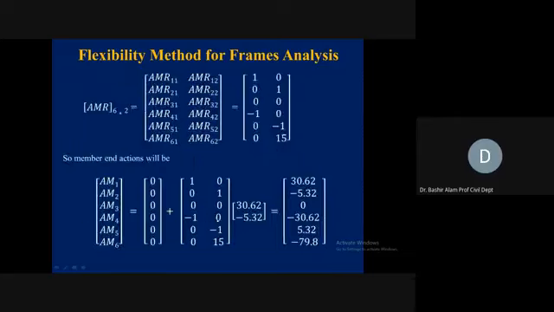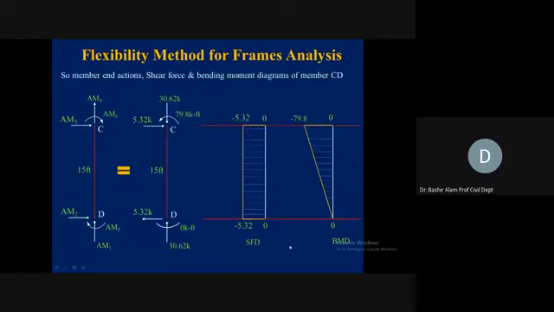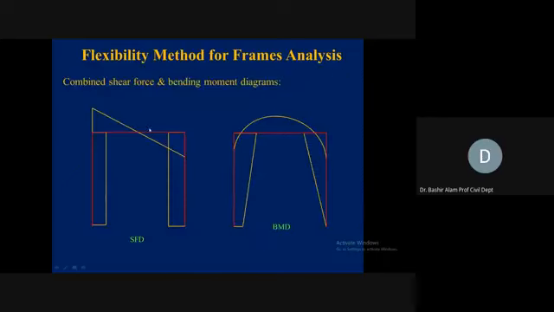Now, we put them in this equation, AM is equal to AML plus AMR times AR, and we find out all the member end actions. We don't have any externally applied member load now. This way we complete the shear force and bending moment diagram. For each element, we got the shear force and bending moment diagram. We just superimpose them on the members, and here we draw the combined shear force and the combined bending moment diagram.